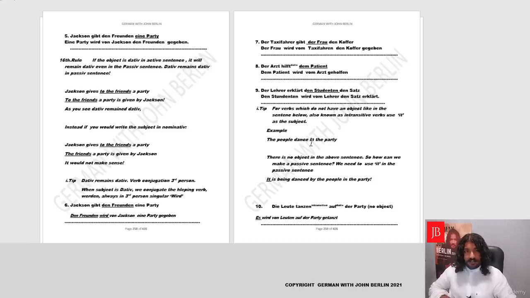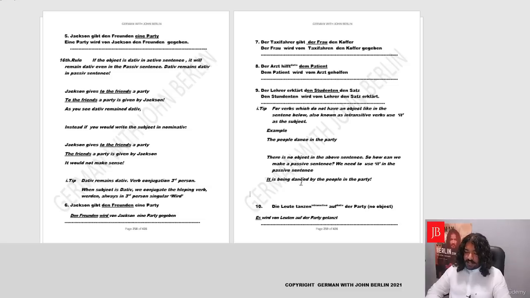So they're called intransitive verbs. So people danced in the party. For such verbs where there is no direct object to be found, not even an indirect object, in that case, we introduce our own subject in the passive sentence, that is es. In German, es; in English, it. It is being danced by the people in the party.